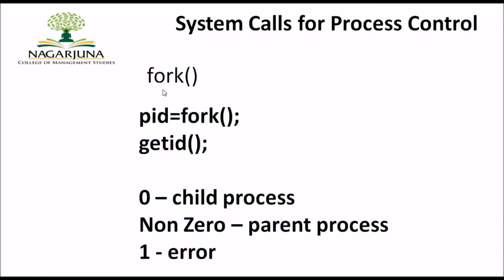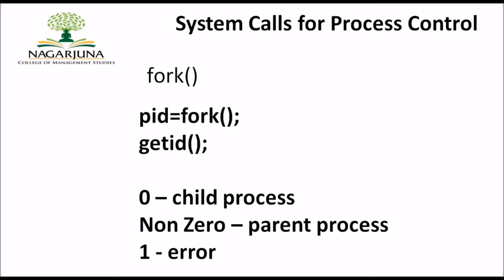The first one is fork. Fork is a system call which is used to create a new process. Whenever the fork system call is executed, another process is created. This is the syntax we use to create a new process. The original process is called the parent process, and the process created by the parent is called the child process, which is almost an exact copy of the parent process. That means all the properties of the parent process are inherited by the child process.